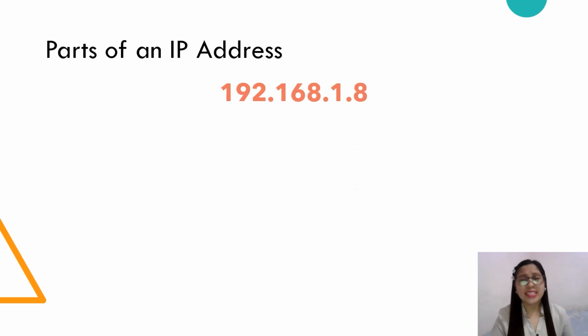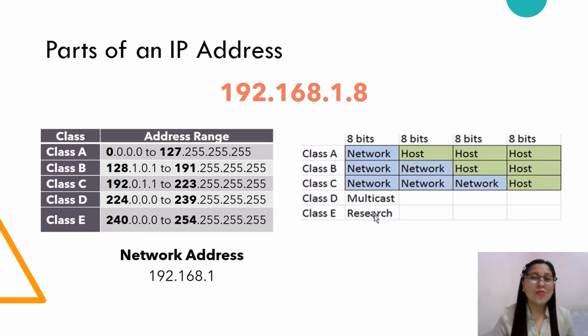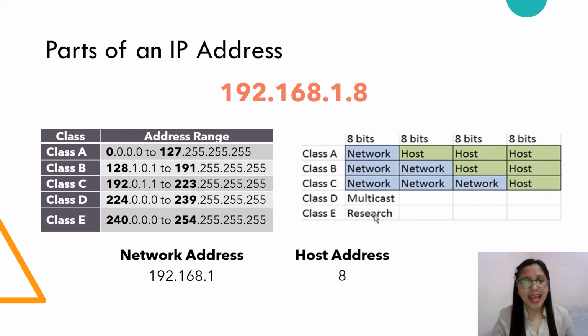Let us have another example. 192.168.1.8 belongs to class C. The network address for class C consists of the first 3 octets. Then 192.168.1 is the network address, and 8 is the host address.